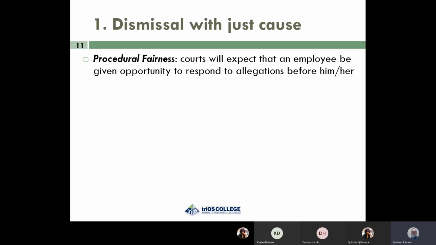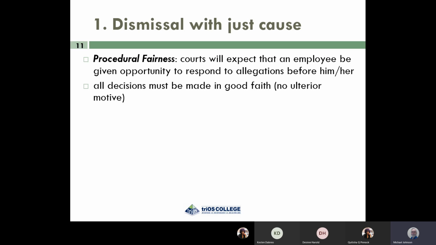Procedural fairness. Courts will expect that an employee be given opportunities to respond to the allegations. Remember, you have a vested interest in participating within the grievance or even the disciplinary process. You have a right to voice your particular concerns and your position, whatever that happens to be.